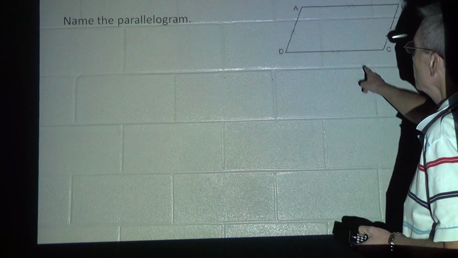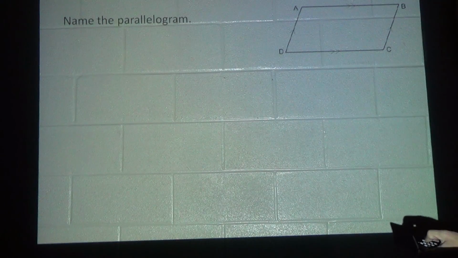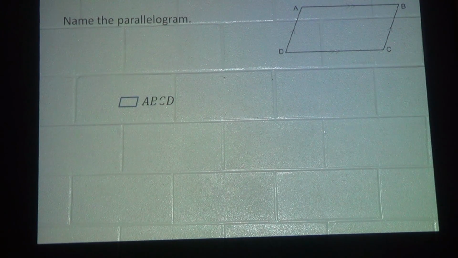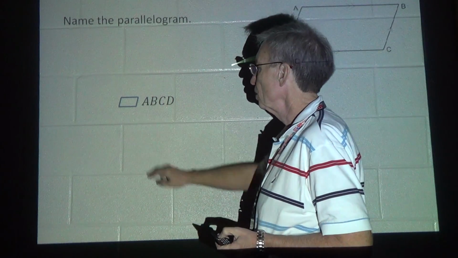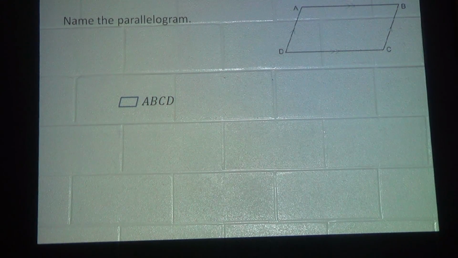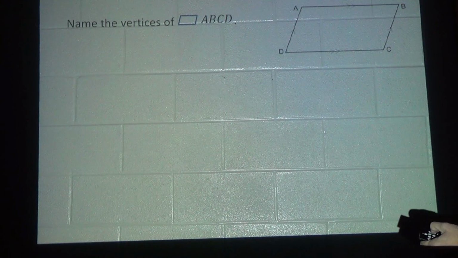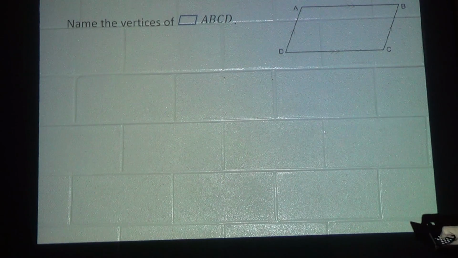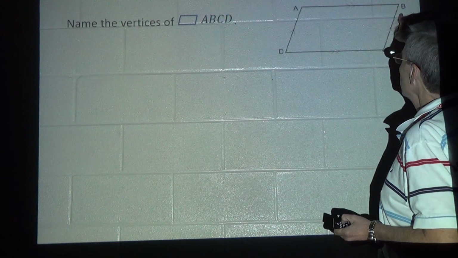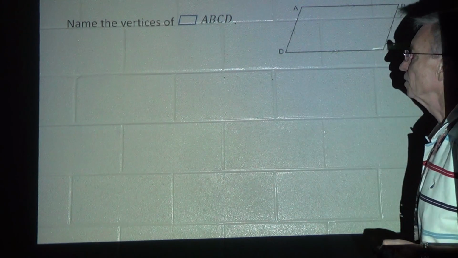Okay, they want us to name this parallelogram, so the easy name here is ABCD. You just name it for the vertices. Once again, put the proper symbol in front of it so everybody knows what you're talking about. Then they want you to name the vertices of parallelogram ABCD. So the vertices are simply, once again, A, B, C, and D.